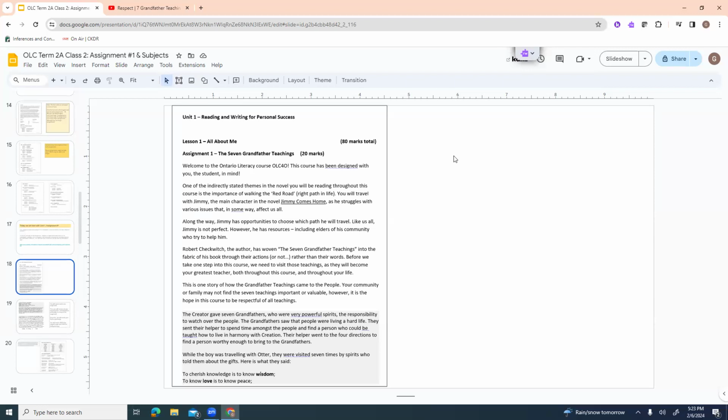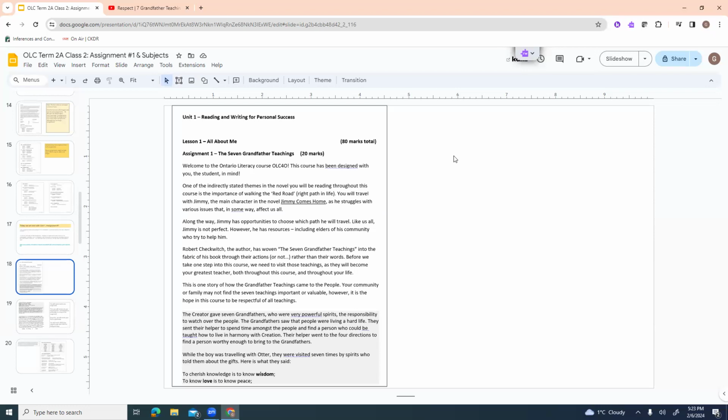The creator gave 7 grandfathers, who were very powerful spirits, the responsibility to watch over the people. The grandfathers saw that the people were living a hard life. So they sent their helper to spend time amongst the people and find a person who could be taught how to live in harmony with creation. Their helper went to the 4 directions to find a person worthy enough to bring to the grandfathers. And while the boy was traveling with Otter, they were visited 7 times by spirits who told them about the gifts. And here is what they said.